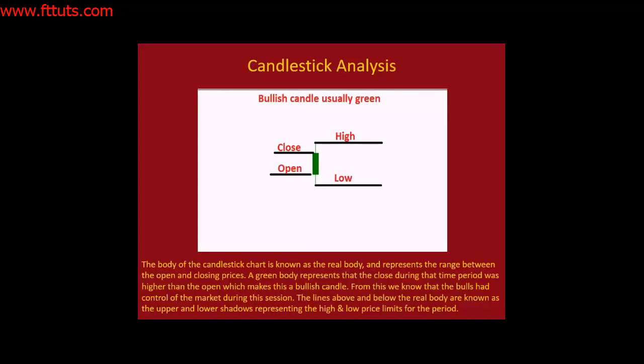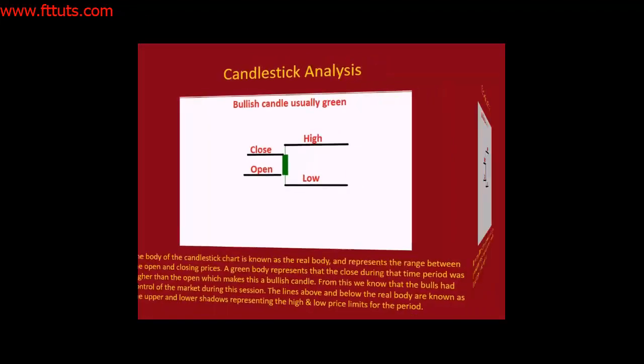The body of the candlestick is known as the real body and represents the range between the open and closing prices. A green body represents that the close during that time period was higher than the open, which makes this a bullish candle. From this, we know that the bulls had control of the market during this session. The lines above and below the real body are known as the upper and lower shadows, representing the high and low price limits for the period.